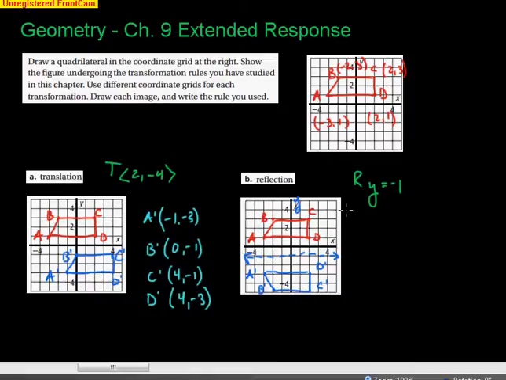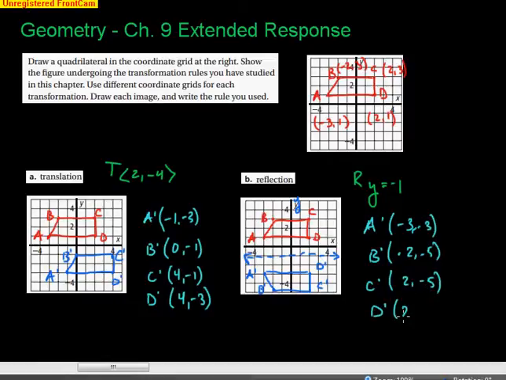And again, I'll go ahead and list the coordinates out. So A prime is at negative 3, negative 3. B prime is at negative 2, negative 1, 2, 3, 4, 5. C prime is at 2, negative 5. And D prime is at 2, negative 3.